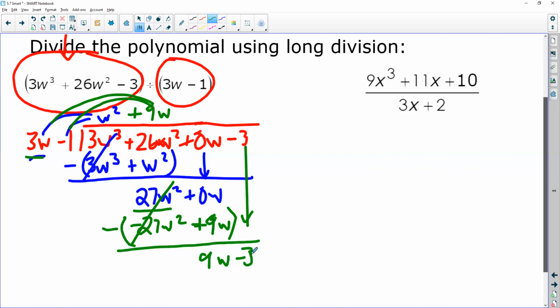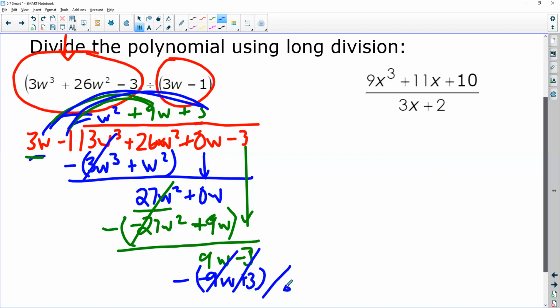So now how do I turn 3w into 9w? Multiply by 3. So I get 9w. 3 times negative 1 is negative 3. Put it in parentheses and subtract. That becomes subtract. That comes plus. And actually, in this case, both of them cancel. It gets me a 0, which means there's no remainder. So my answer is just w squared plus 9w plus 5.